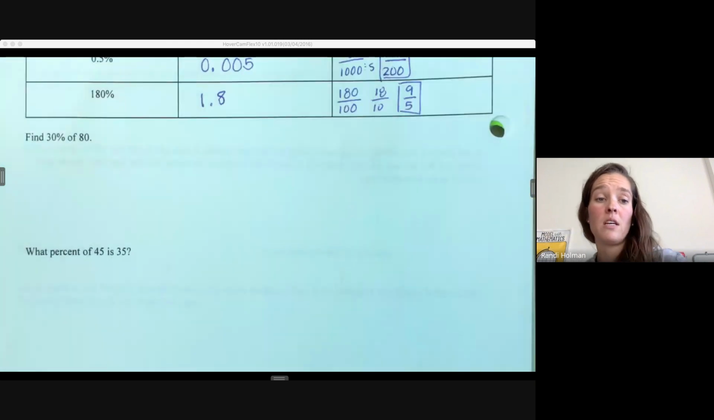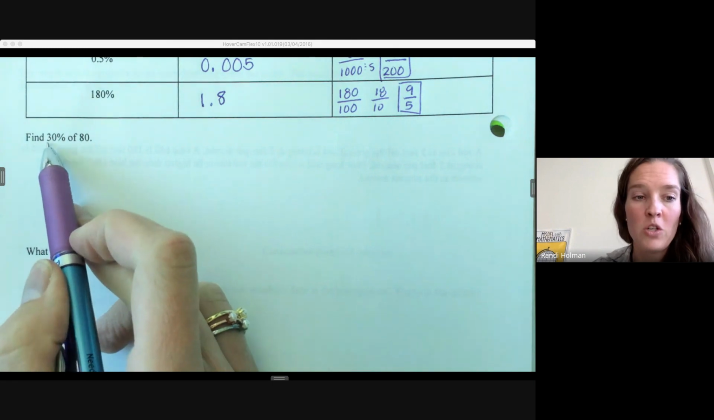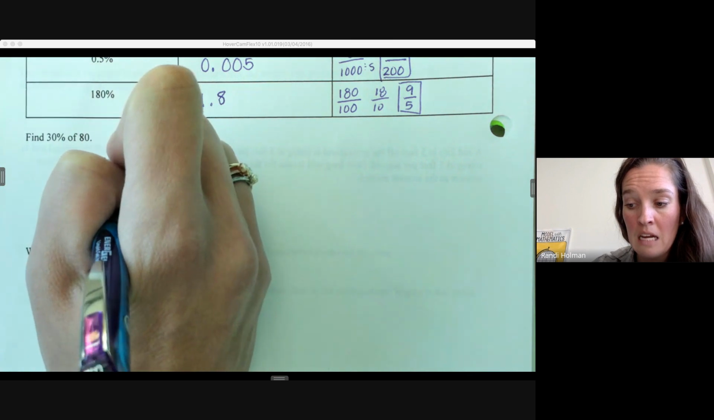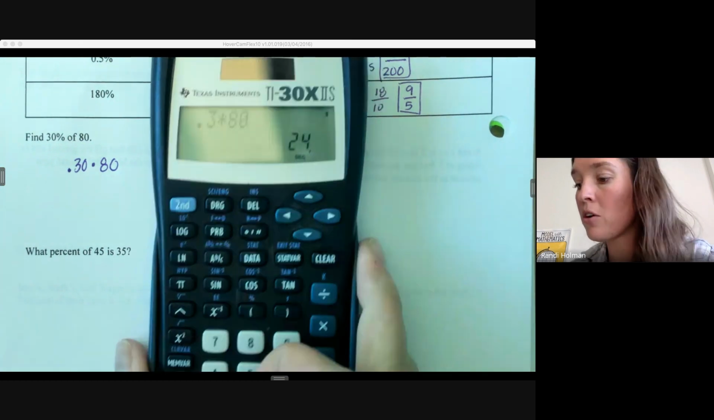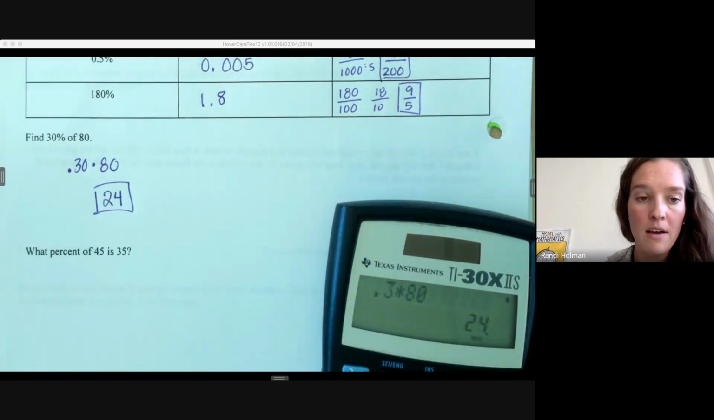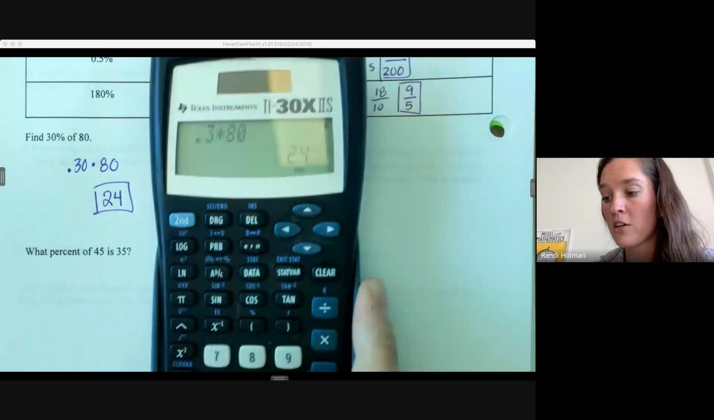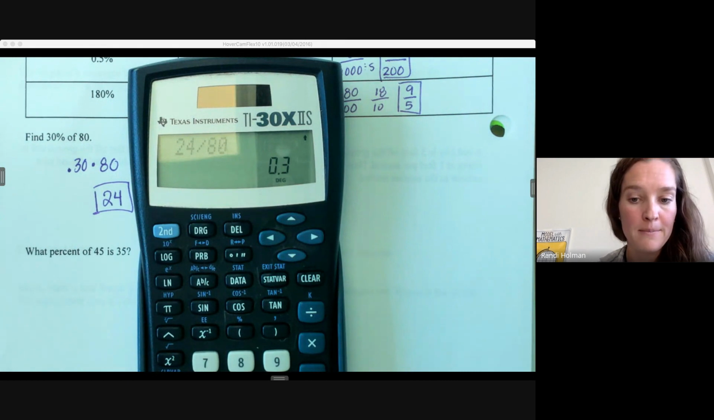Get used to those, get good at them, because when we use percents, we rarely actually use the percent. Usually we use the fraction or decimal version. So if I want 30% of 80, I need to find what is 30% as a decimal times 80. If I take 0.3 times 80, I'm going to get 30% of 80. 24 is 30% of 80. If you're not sure, go back to your fraction. 24 out of 80 should be equal to 30%, which it is.